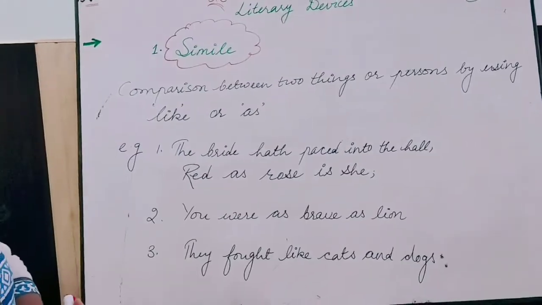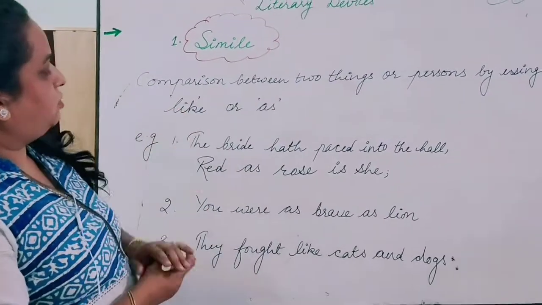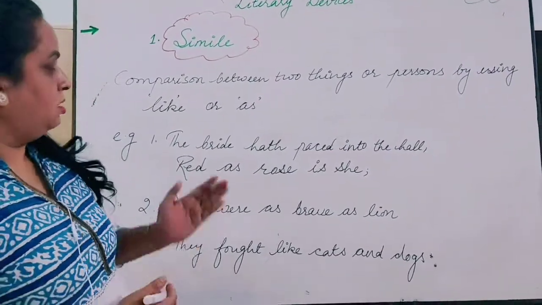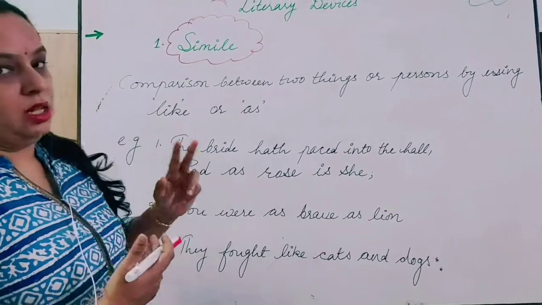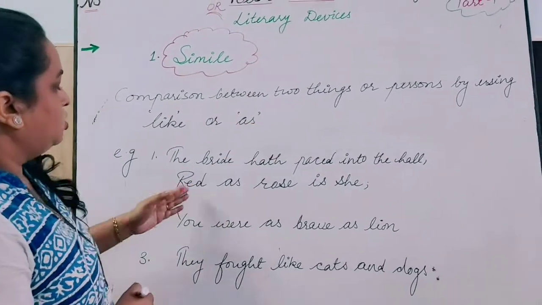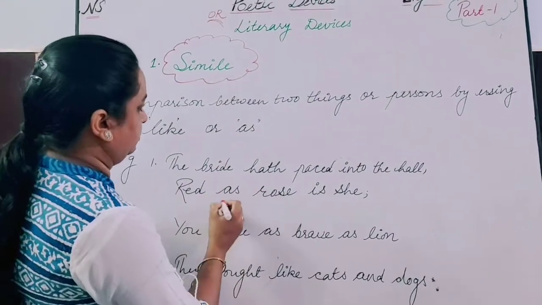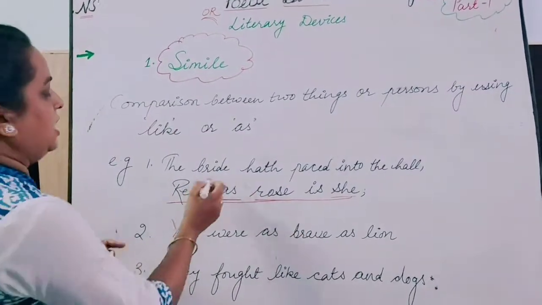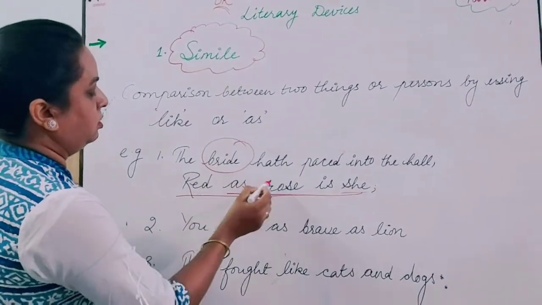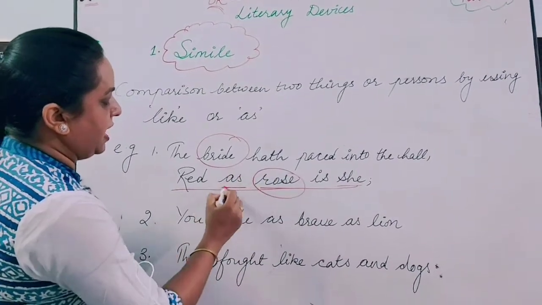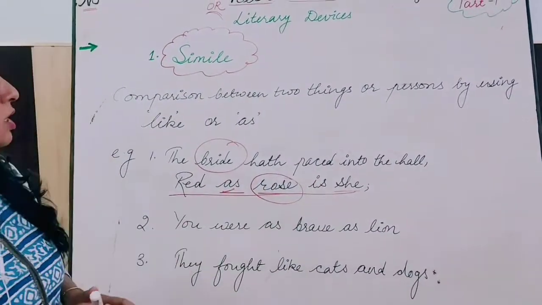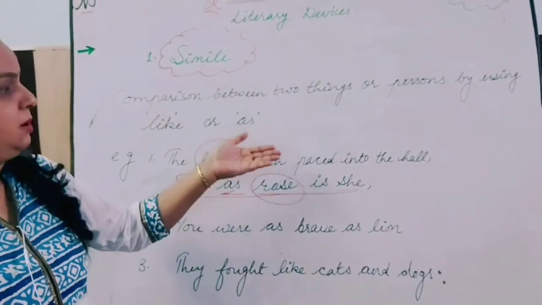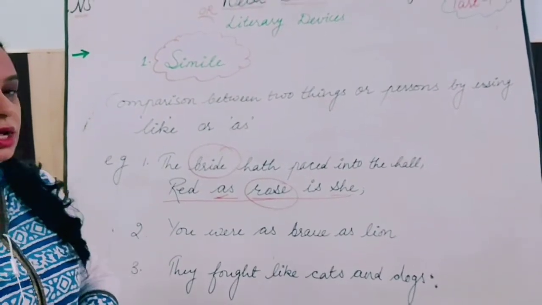Let's see, as we are doing simile, I have told you that we have to do the comparison between two things. They may be unlike, right? But we have to look for the words like and as here. So I have written here: red as rose she is. Red as rose means I have compared the bride with a rose, because the word as is being used here. So the bride is being compared to a rose. This type of device is known as simile.